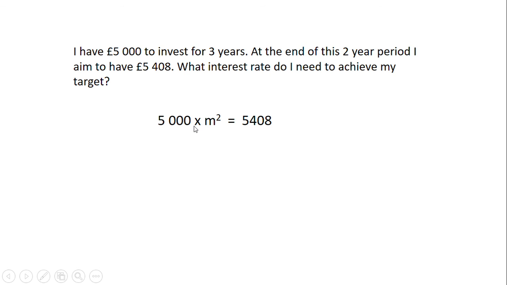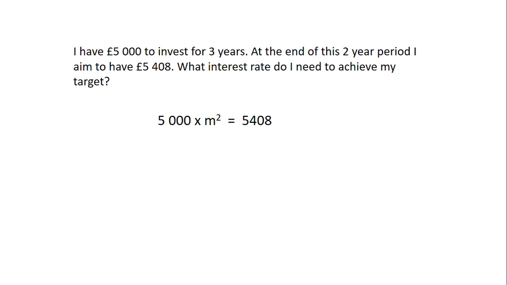Okay, so I've started with 5,000. I'm timesing it by a multiplier squared because it's every year for 2 years. Okay, I want to increase it by a number for the first year and then increase that by the same number again for the second year, and I want to have £5,408. Maybe just have a go at that one, see if you can work it out.